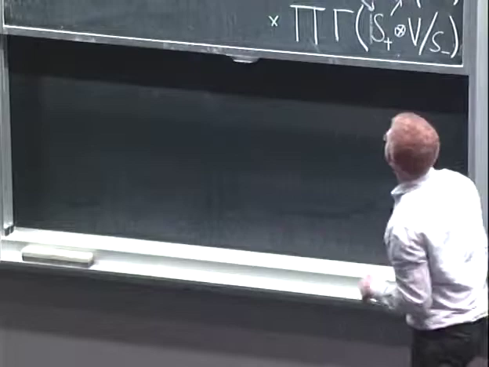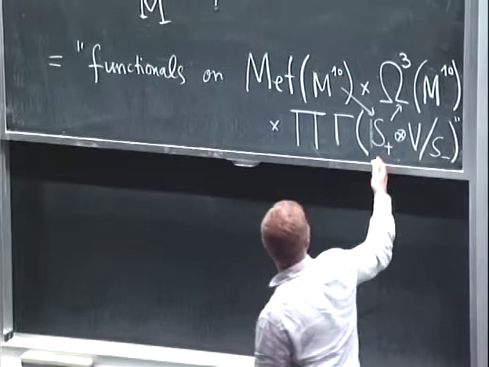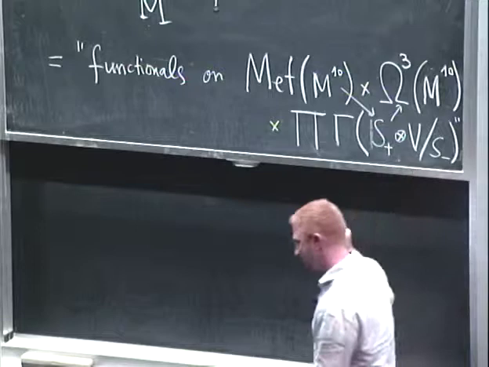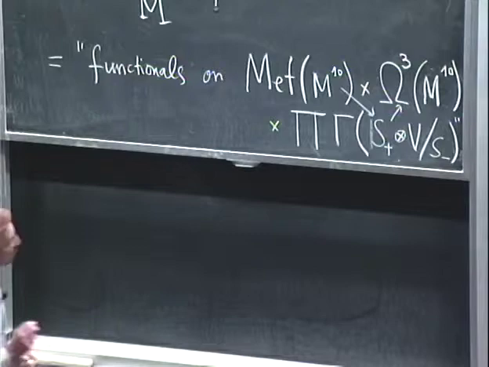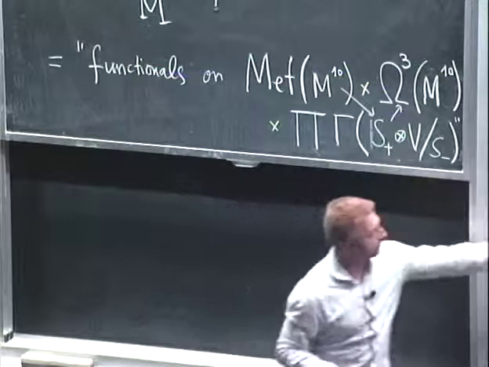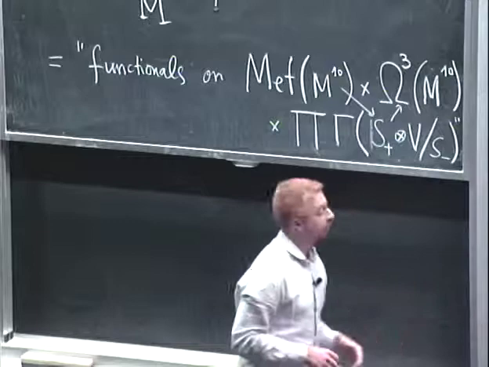It's an interesting exercise to understand why you need three forms and not two forms or five forms. You need to count the number of components. It's just a little bit trickier than just the dimensions of these representations. You have to decompose them with respect to the so-called little group, which is actually spin 9, the symmetry group of massless fields in 11 dimensions.